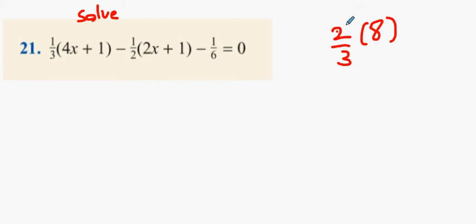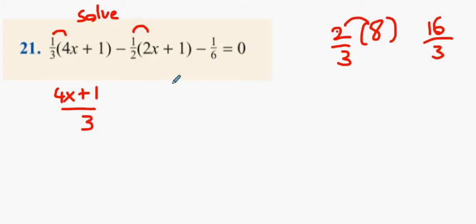You simply multiply the 2 by the 8 to get 16 and put the 3 underneath. Do the same thing here. If you multiply 2/3 by 8, multiply the 2 by the 8 to get 16 and put the 3 underneath. So do the same thing here. 1 times 4x, 4x. 1 times 1, 1. And put the 3 underneath.